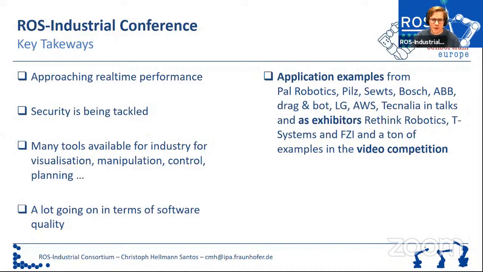And my main takeaways of the conference really are, on the one side, that we are approaching real-time performance. We heard that from Leonard, and before that from Bosch. Plus, security is being tackled in ROS2, even though DDS might still have some underlying weak spots that need to be tackled. And we saw also very many cool new tools, or tools with new features for visualization, manipulation, control, planning, or other problems. And the software quality is improving as far as we can see. There are a lot of tools out there for testing and checking whether your ROS packages are good quality.